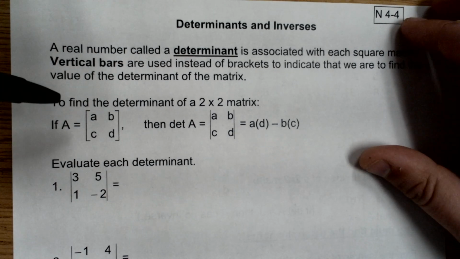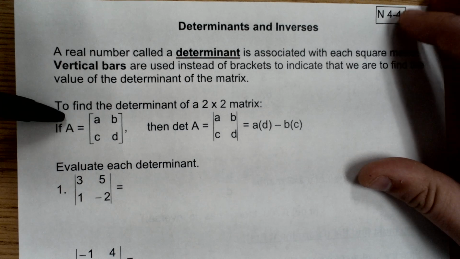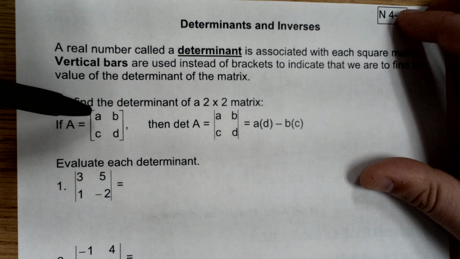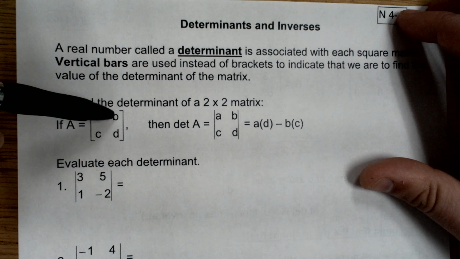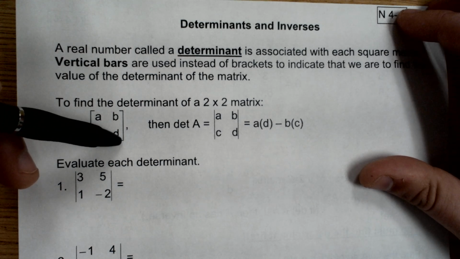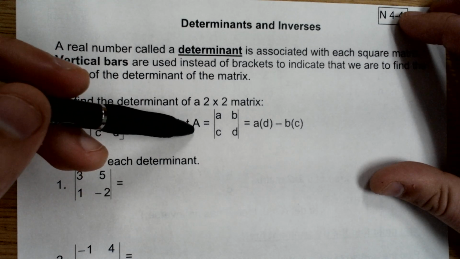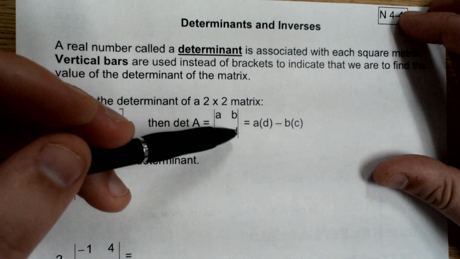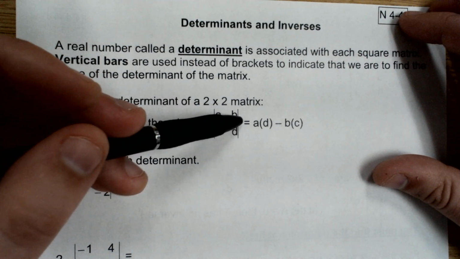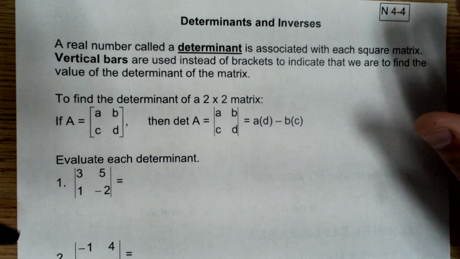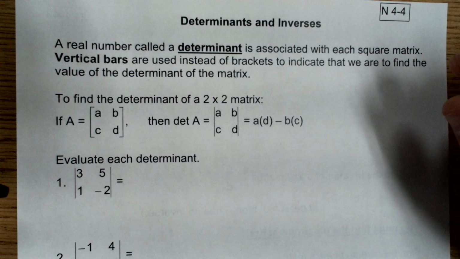So to find the determinant, if we think of matrix A as being a in row one, column one, b in row one, column two, c starting out row two, and then d, then to find the determinant of matrix A, we do a times d minus b times c. And what we're going to get for this is just a single answer.